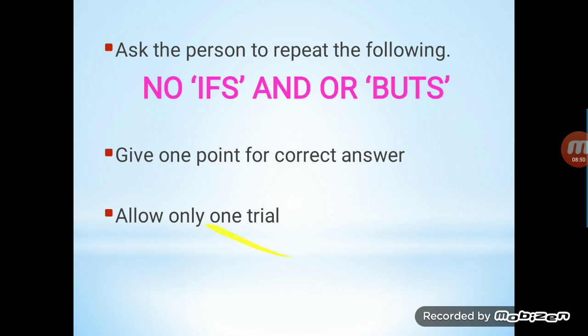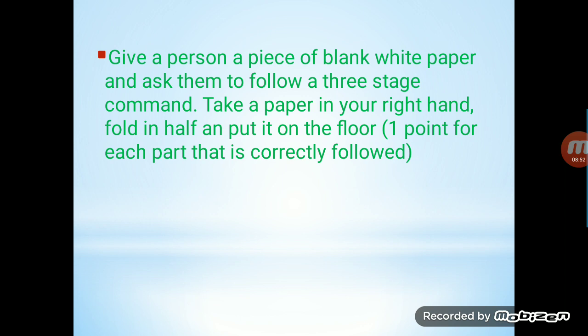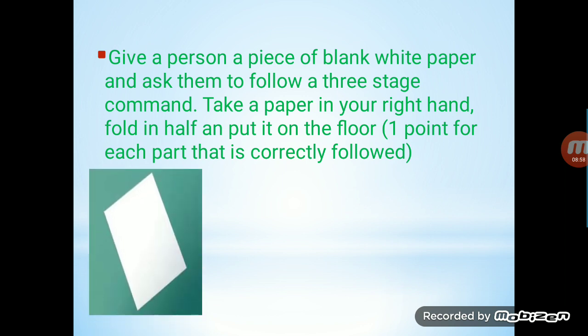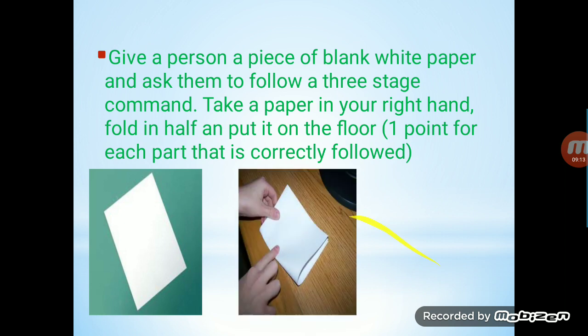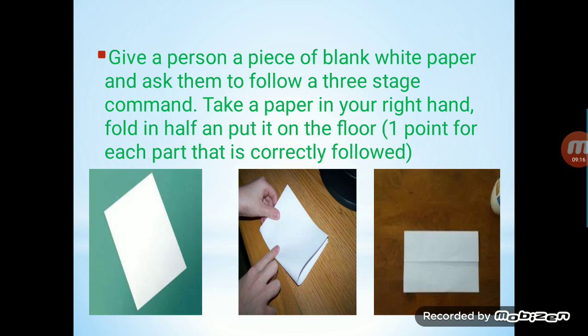Okay, so the next one is to give the patient a piece of blank white paper and ask them to follow the 3-stage command. Okay, you give a blank paper to the patient and tell them to follow the command. What the command says is: take the paper in your right hand, fold it in half, and then put it on the floor. If the patient can do this command correctly, you give 1 point for each part that is correctly followed.